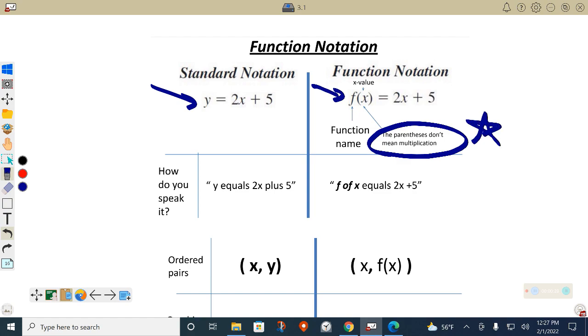The parentheses don't mean multiplication. This does not mean f times x. No, no, 1,000 times no. Put a little star on yours.